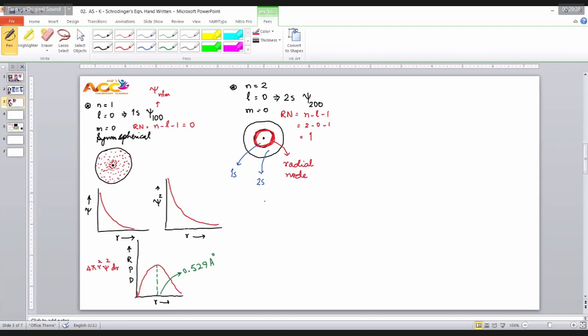Now suppose, for example, I want to draw the figure for this. Please try to understand the physical meaning of the figures. That is important. Psi versus r. What is the situation? Same story, sir. We have to say r is equal to 0, the maximum value, and then decreasing. Now see the difference between 1s and 2s. This is the point where we have no chance of finding the electron, the node.